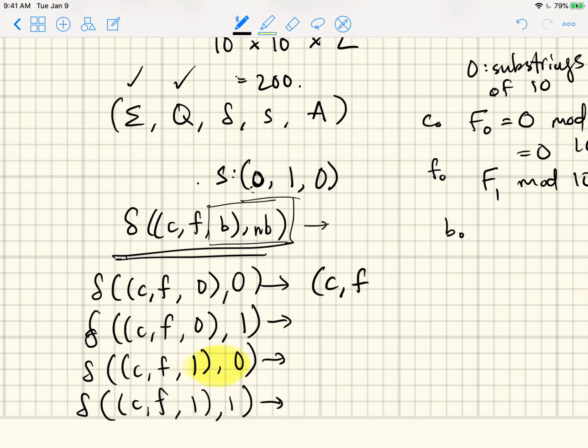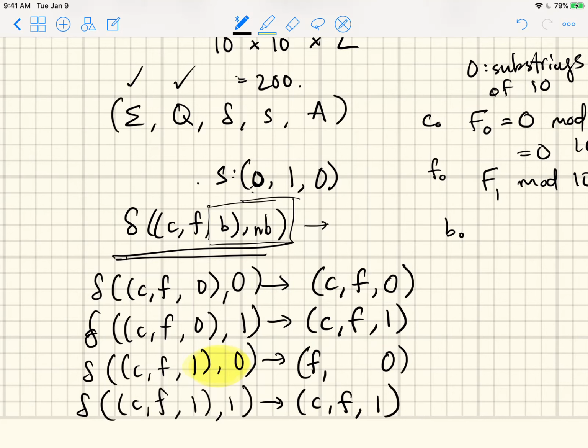But I do update what I've just seen. So in this case, I just saw a 0. In this case, I just saw a 1. And in this case, I also just saw a 1, right? But in this case, I've seen a 1, 0, okay? Which means the thing that goes here is a 0, because I've just seen a 0. And I've seen another instance of the substring 1, 0, which means I move to the next Fibonacci state, the future Fibonacci state mod 10.